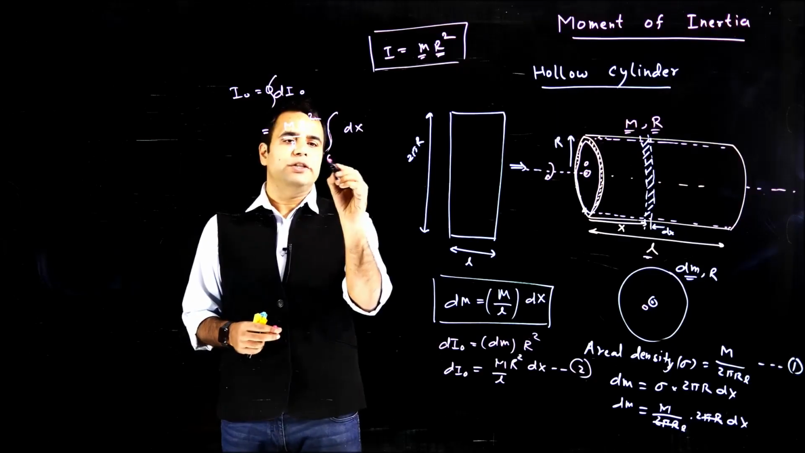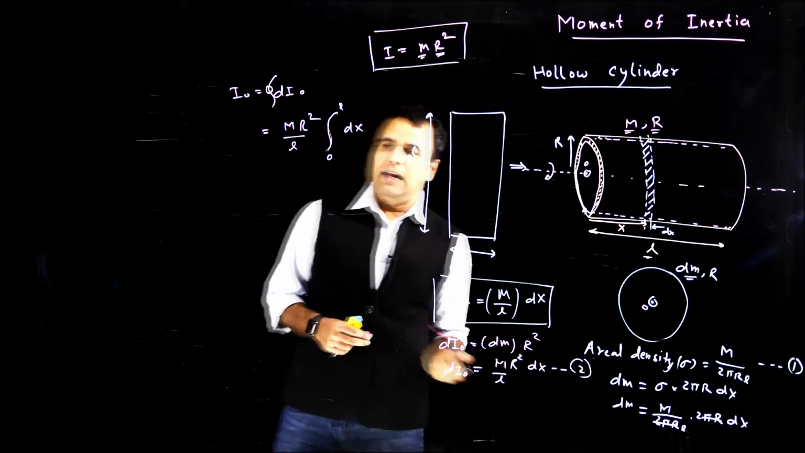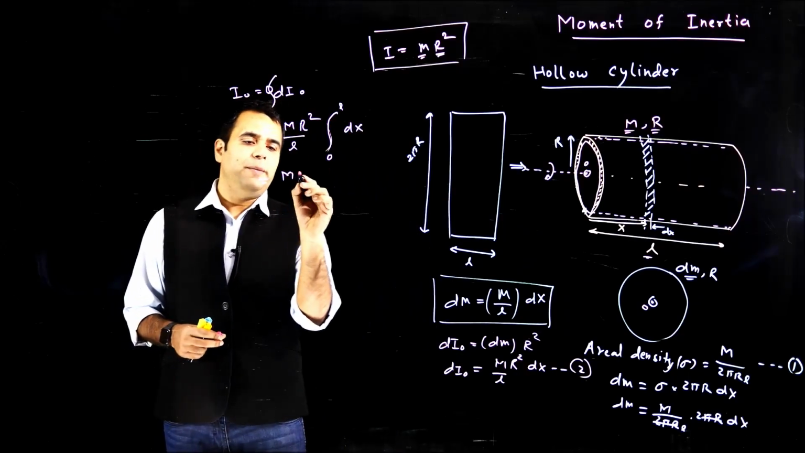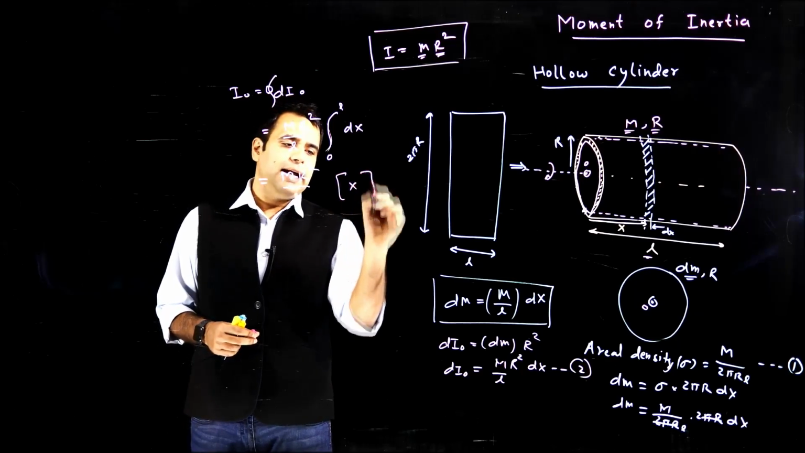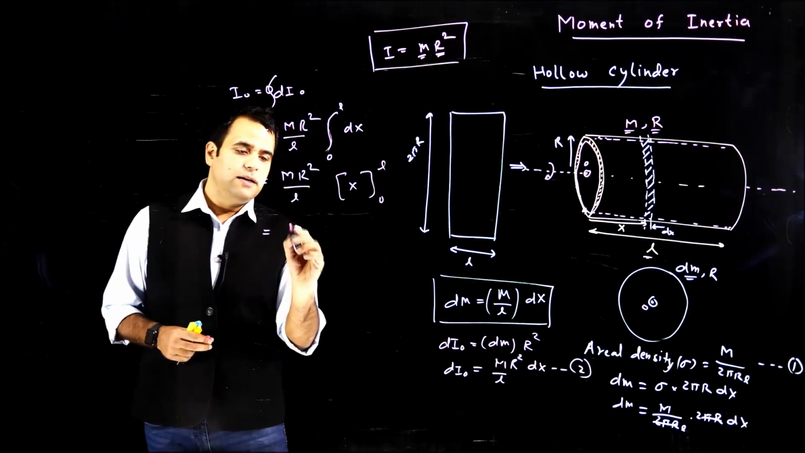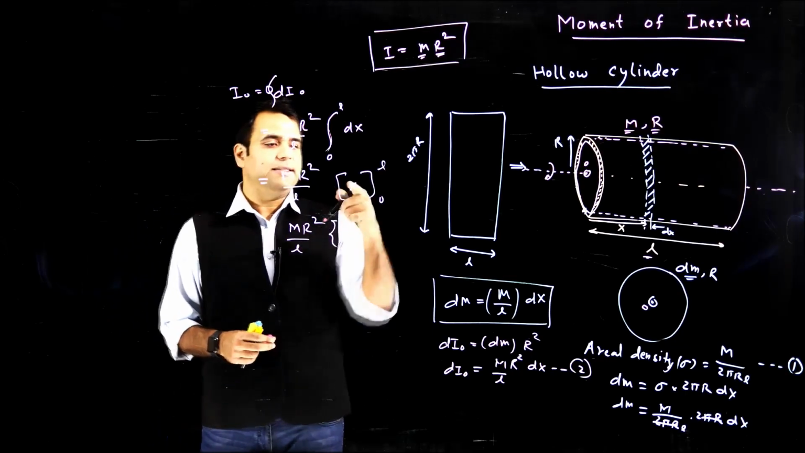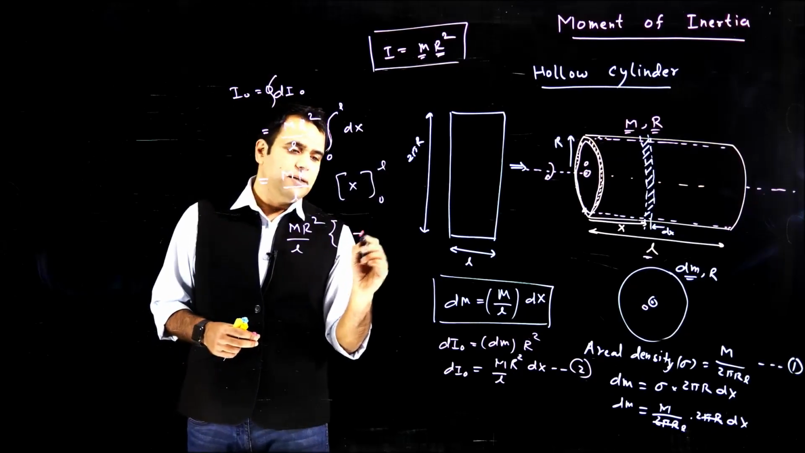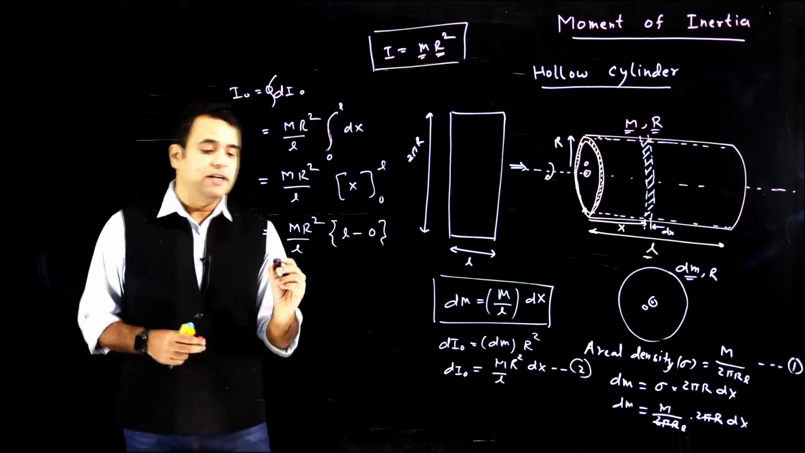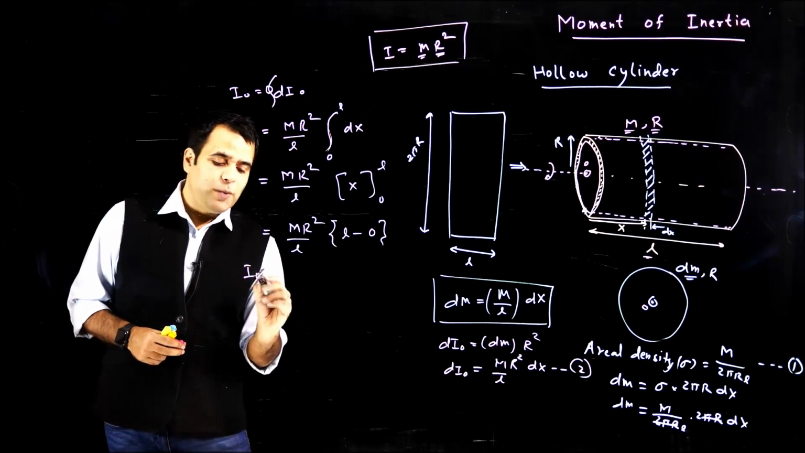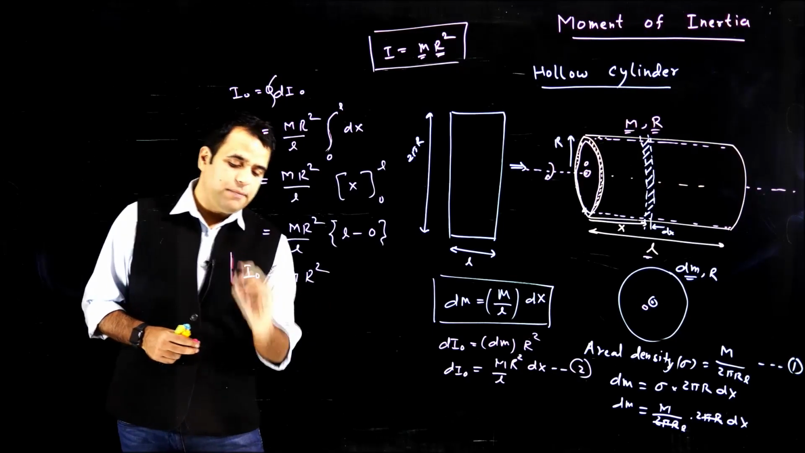And the limit will be from 0 to L, because ultimately x will start from this point and move till the last point. So it will be mr squared upon L. Integration of dx will give you x from 0 to L. Let's put the limits. First we replace this variable by the upper limit, which is L, minus the value when we replace this variable by the lower limit, which is 0. That's how we do definite integration. So the moment of inertia of the body, this L and L will cancel out, will be equal to mr squared.